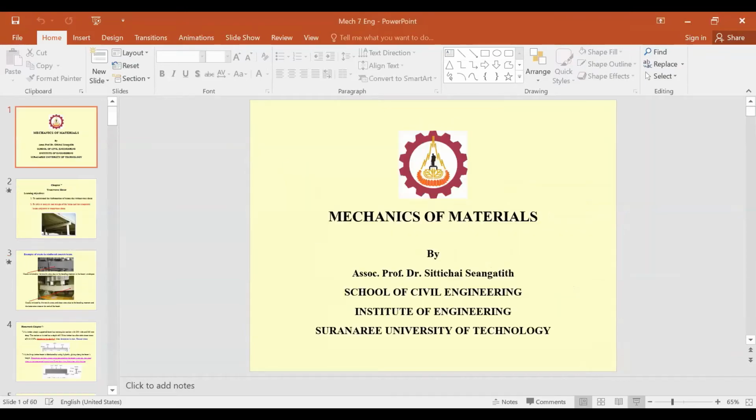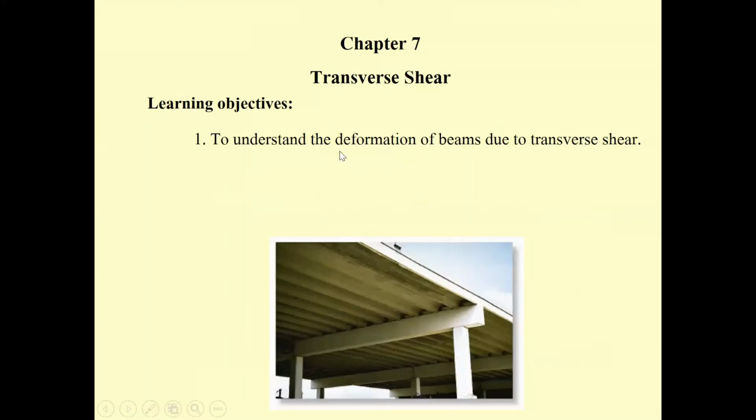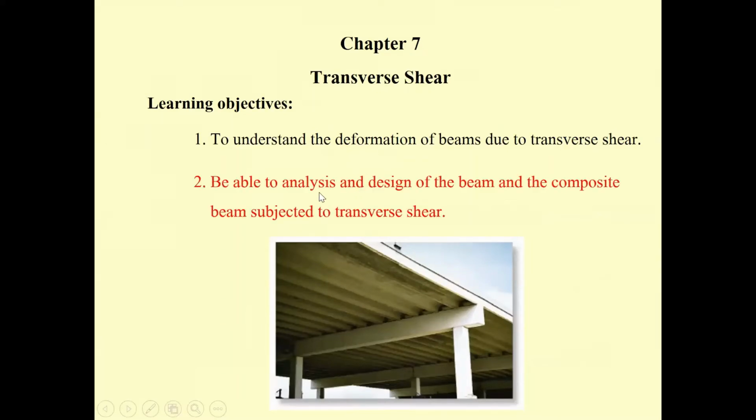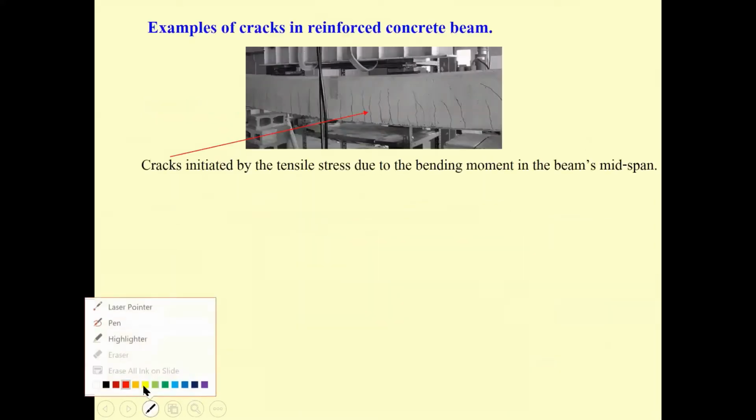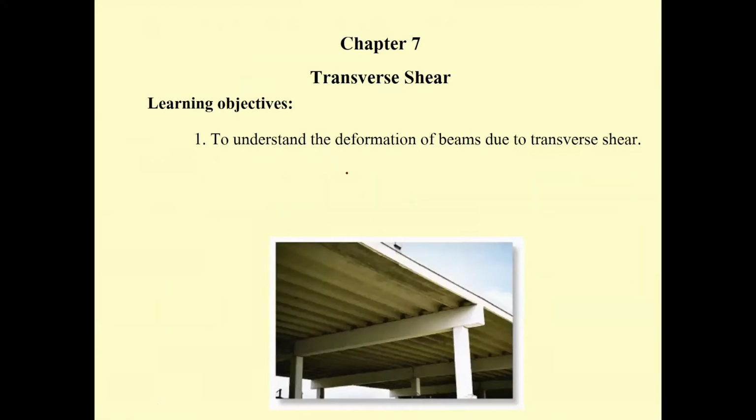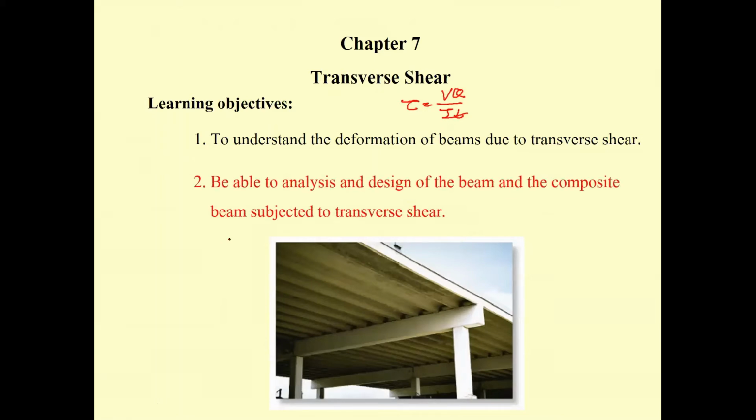In chapter 7, again, we start by understanding the deformation of the beam and also use the equation. The equation that we are going to use is what? It's going to be tau equal to VQ over IT. We will use this equation again to analyze and design the beam and the frame and the composite beam later. And then chapter 8 is going to put the equation from chapter 1 combined with chapter 6 and chapter 7. And I will show you in this lecture. We will work together on this problem.